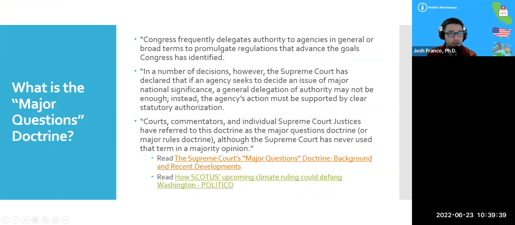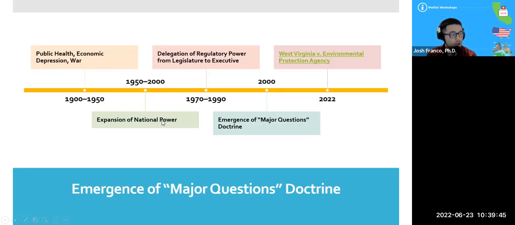So hopefully that gives us a very clear and working definition of what the major questions doctrine is. Now, how did this major questions doctrine emerge? So I'm going to highlight a couple of themes here over the past almost century now. So in the 1900s to the 1950s, we had major public health issues, economic depression, and war. So this is the experiences that the country is going through and the people within the United States. After World War II, we saw an expansion of national power, which basically means that the federal government was passing federal laws that would affect both the states and the people living within the states.